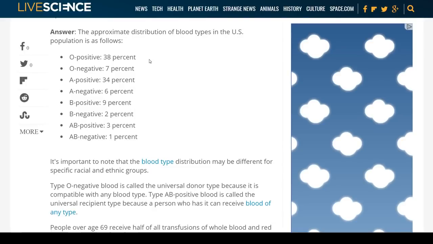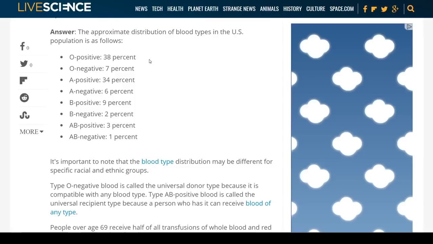So, what is your blood type? And what is the rhesus factor in your blood? Because that is a good indicator of whether or not you have reptilian genes.